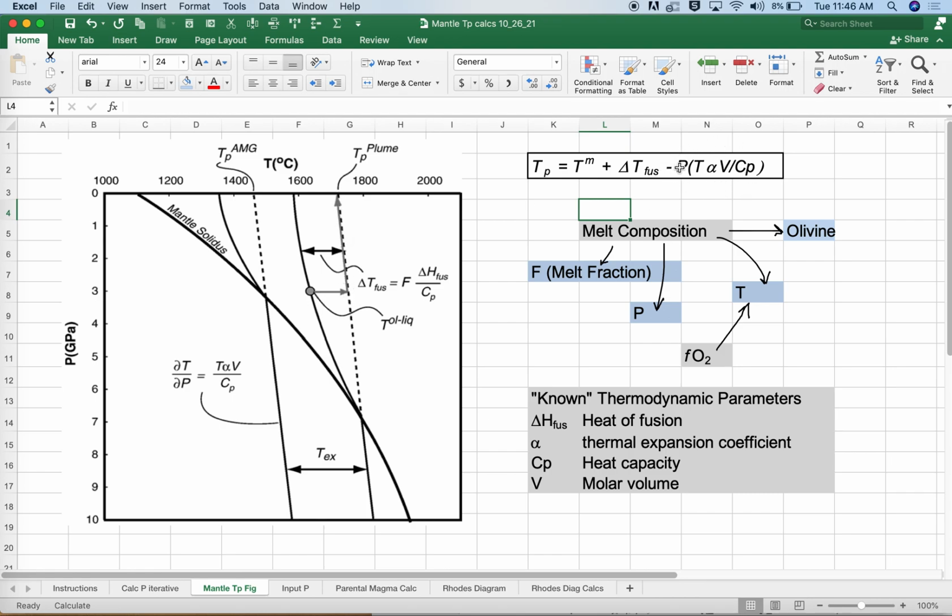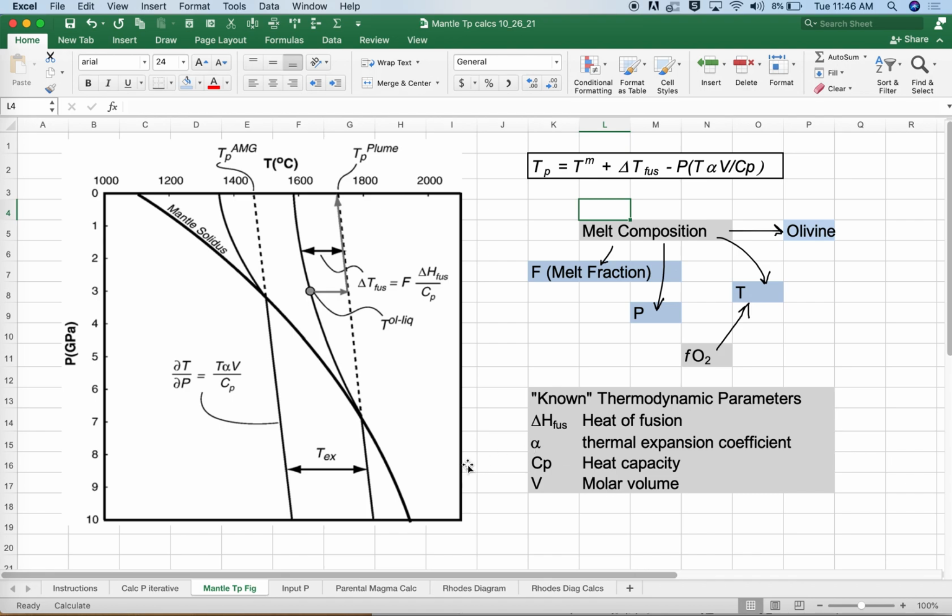There's a little bit of cooling, and this is minus the pressure multiplied by this correction, T alpha V over Cp, where T is this temperature, alpha is the thermal expansion coefficient, and Cp is, again, the heat capacity. V is the molar volume. It should really have a bar over it, but I didn't know how to do that in Excel, so we're just calling it a V. That is the volume of 1 mole of mantle material. So if you had 1 mole of mantle, how much space would it take up? What would be its volume?